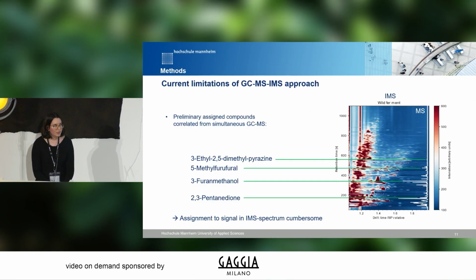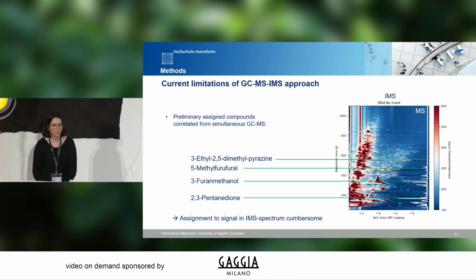We have some limitations in this system of trying to compare GC-IMS and QMS in the same instrument, which is that while we are able to at least preliminarily assign some compounds in the GC-IMS data, it is more or less impossible to find the compounds again in the IMS data.